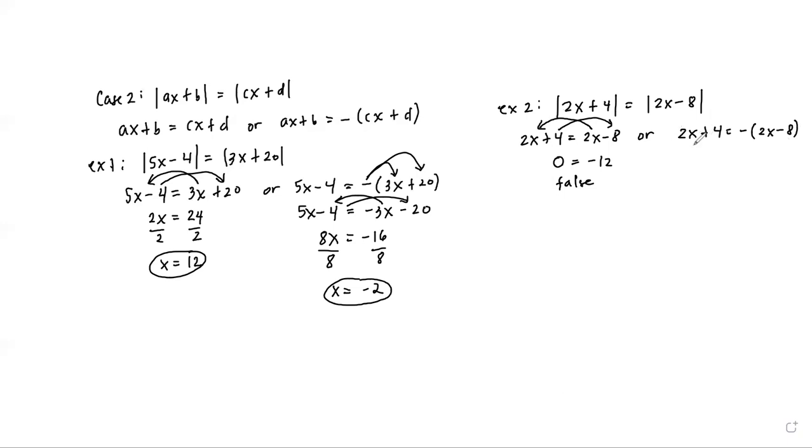But for the second equation, we shall distribute the negative sign first to 2x minus 8. So we get negative 2x plus 8. And then transposing negative 2x to the left side will give us 4 times x. And the positive 4 will be transposed to the right side. So we get 8 minus 4, which is 4. And then dividing both sides by 4, we get x is equal to 1. So x equals 1 is the solution to this equation.